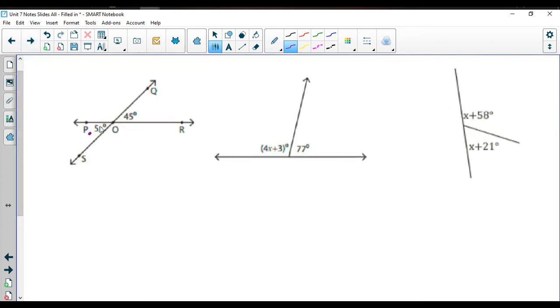For the next one, these are opposite each other, so these are going to be verticals. So I'm going to have blank equals blank. 5x is equal to 45. Yes, this is easy. Divide through by 5, but show your work anyway. X equals 9 degrees.